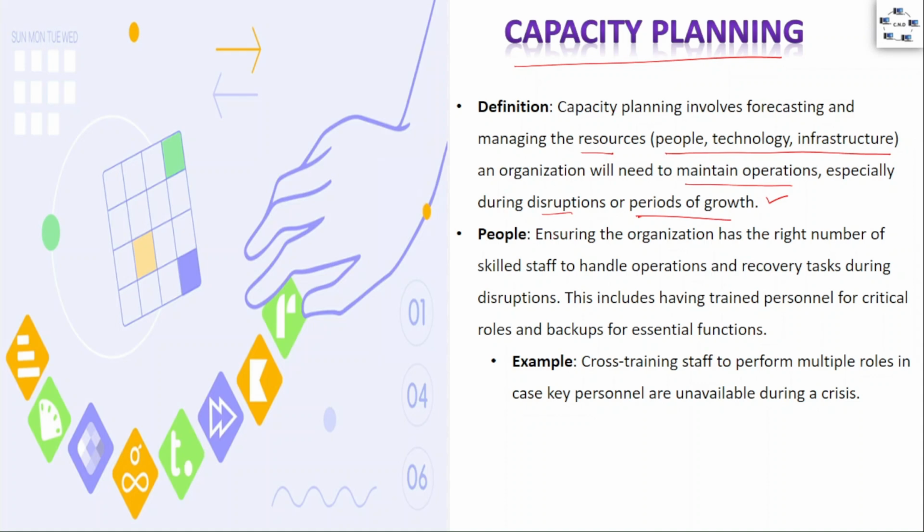And this capacity planning may include capacity planning of the people, ensuring the organization has the right number of skilled staff to handle operations and recovery tasks during disruptions. This includes having trained personnel for critical roles and backups for essential functions. Examples include cross-training staff to perform multiple roles in case key personnel are unavailable during a crisis.